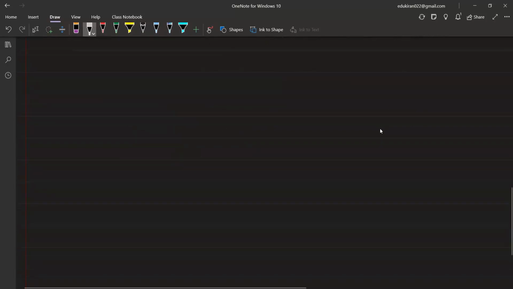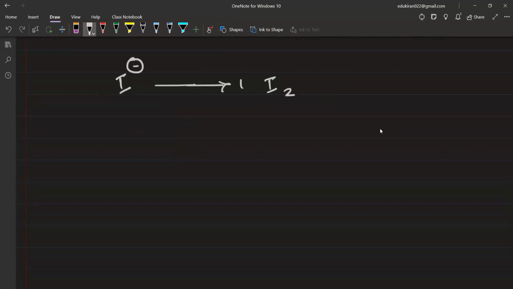If I have I negative, don't write anything, please listen. Keep your pens aside. Put your pen aside and please listen. If I have one iodine and I want to convert it into I2, then in order to balance it, I will get half I2.